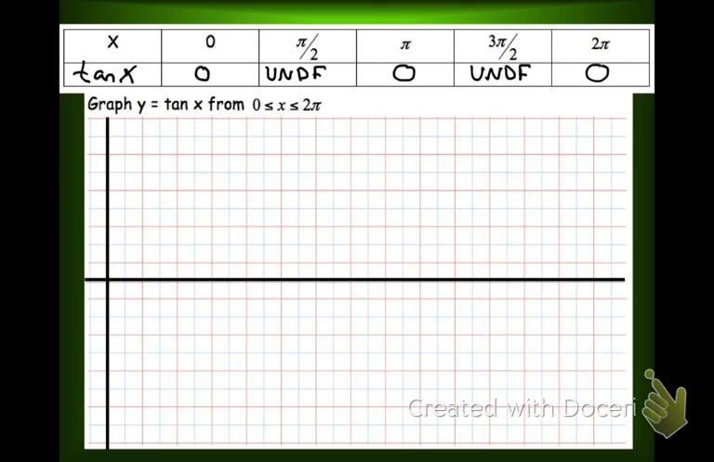So we're going to set this up very similar to what we did before. Here's 1. Here's negative 1, going out 6. We have pi over 2. Another 6 is pi. Another 6 is 3 pi over 2. And another 6 is 2 pi.